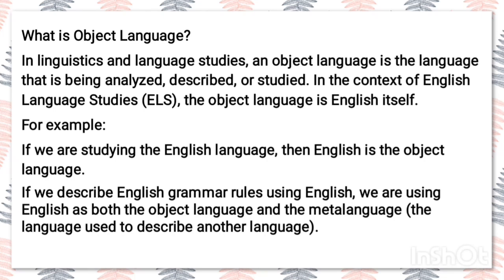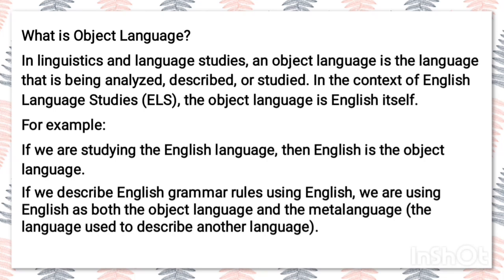For example, when we describe English grammar rules in English, English serves both as the object language, the language being studied, and the metalanguage, the language we use to explain the rules.